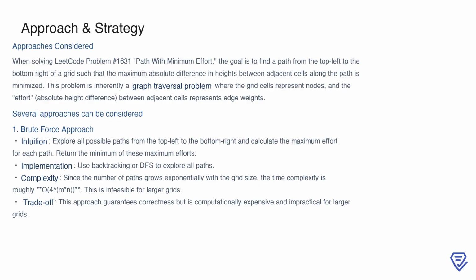One strategy to solve this is the brute force approach. The idea here is to explore all possible paths, calculate the maximum effort for each path, and retain the minimum value among them. While this guarantees correctness, the sheer number of potential paths grows exponentially with the grid size, making this method computationally prohibitive, particularly for larger grids. The time complexity of approximately O(4^(M*N)) makes it impractical in real-world scenarios, even though it serves as a baseline for understanding the problem's constraints.